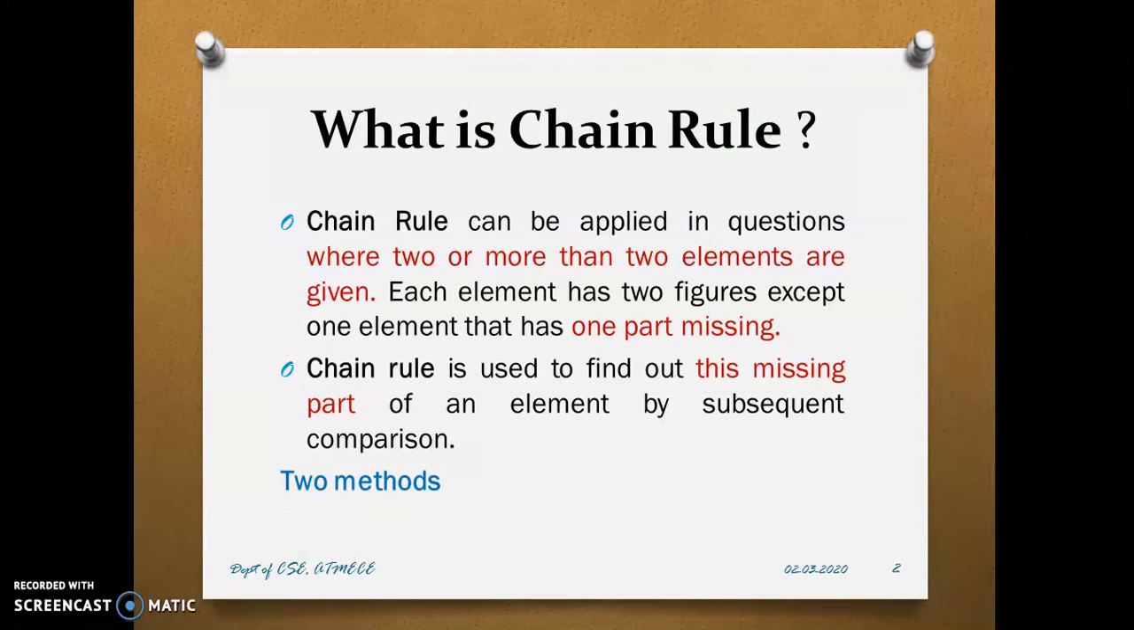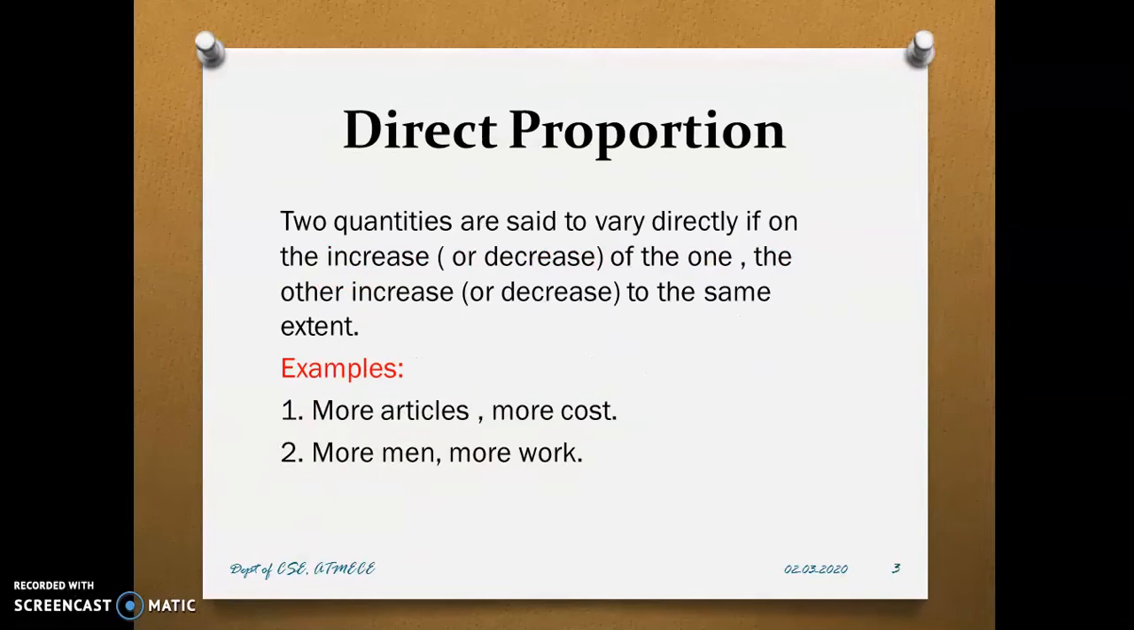So we have two methods in this chain rule. One is direct proportion and another one is indirect proportion. So let's see what is this direct proportion. Two quantities are said to vary directly if, on the increase or decrease of the one, the other increases or decreases to the same extent. It is simple. If you are going to buy something in any shop, the more items we buy, the more cost will be incurred. If you are buying more articles, more cost will be there. If there are more men present for any work, then more work will get completed.